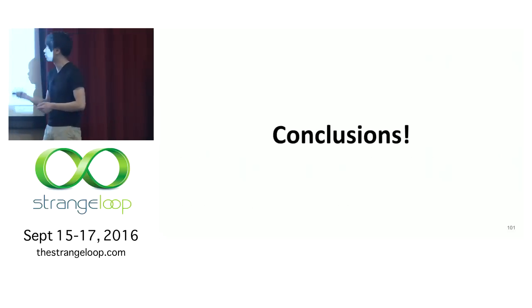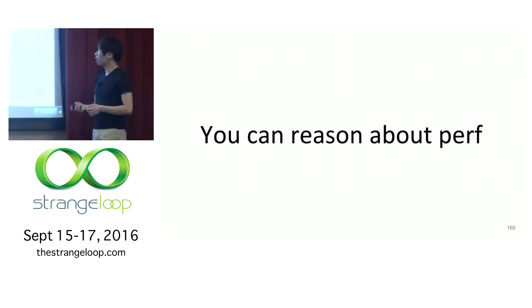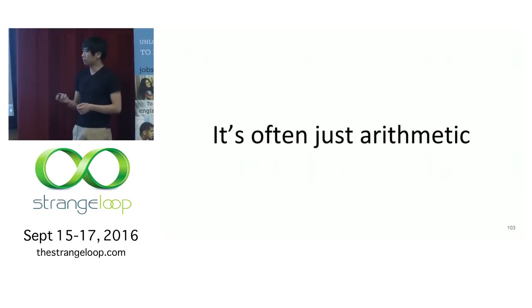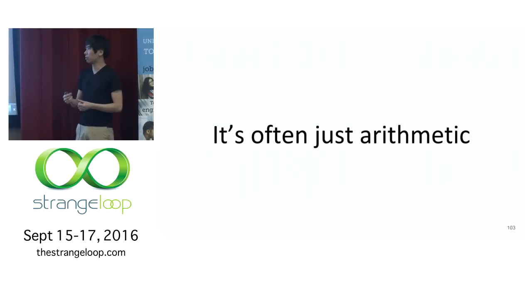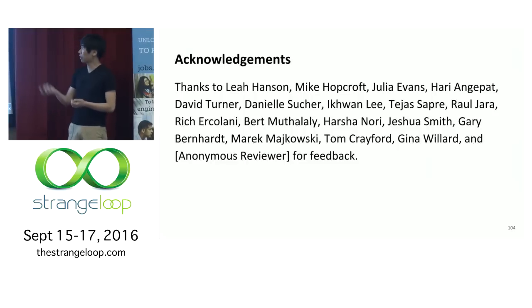OK, how about actual conclusions? One, you can often reason about performance, and it's relatively straightforward, right? We just did arithmetic. We just did multiplication and division. We didn't even add, right? And multiplication and division, these are the same, right? So we just multiplied, and we got a pretty accurate estimate for performance of a system that took multiple years to build. Yeah, thanks to all these people for help.